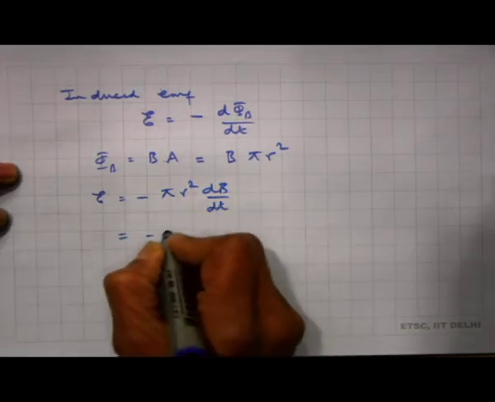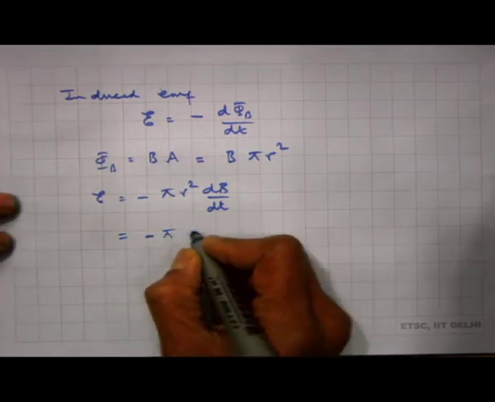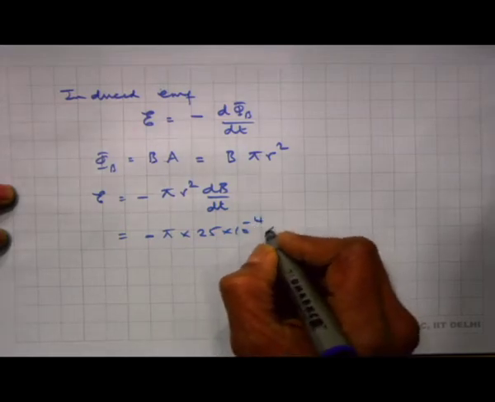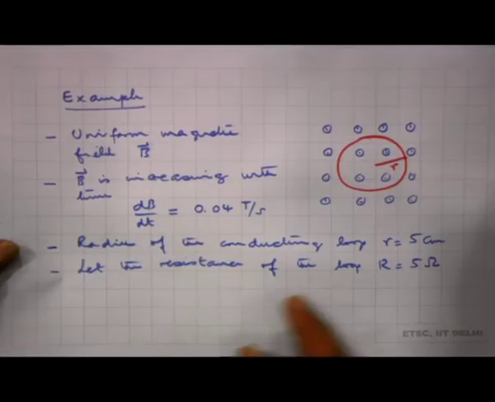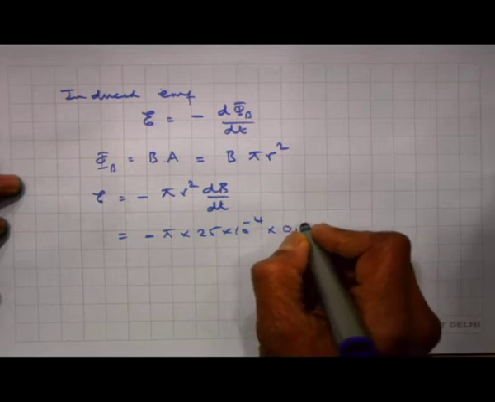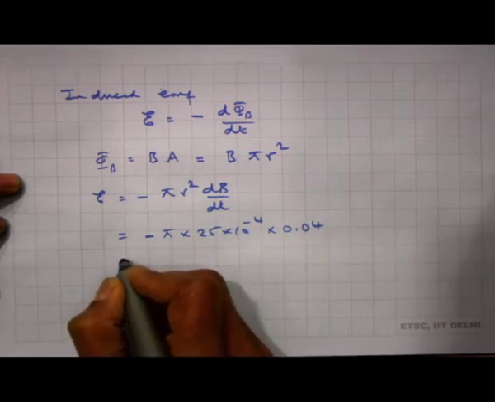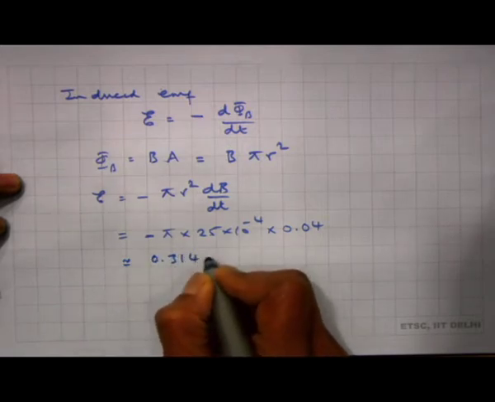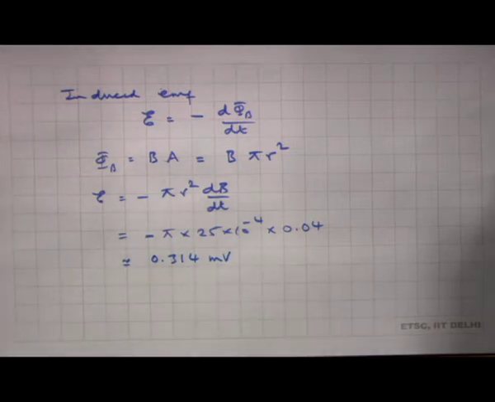So, this is equal to minus pi, and the radius of the loop which I have assumed is 5 centimeters, so 25 times 10 to the minus 4 meter square, into dB by dt, which I assumed as 0.04 Tesla per second. You can multiply and find that this is approximately 0.314 millivolt of EMF generated in the conducting loop. Now, this EMF will drive a current.